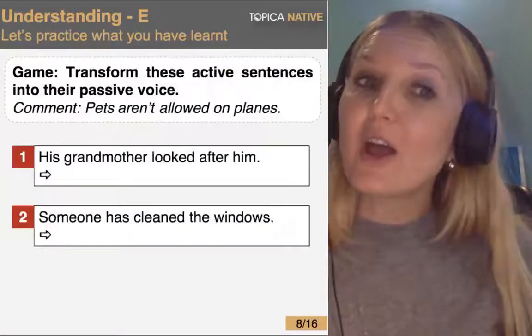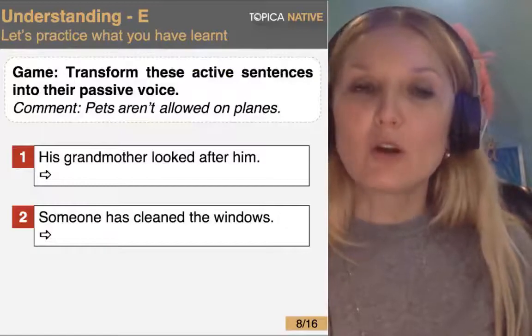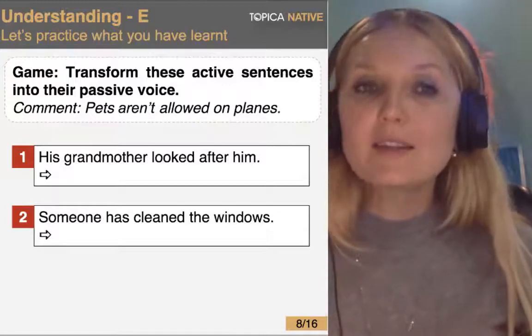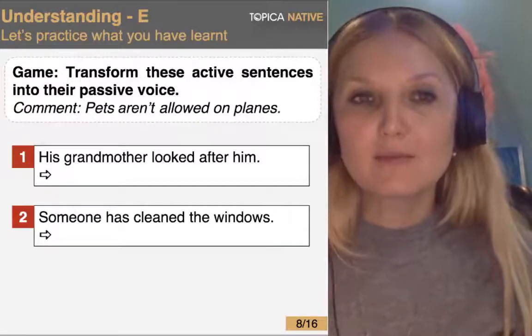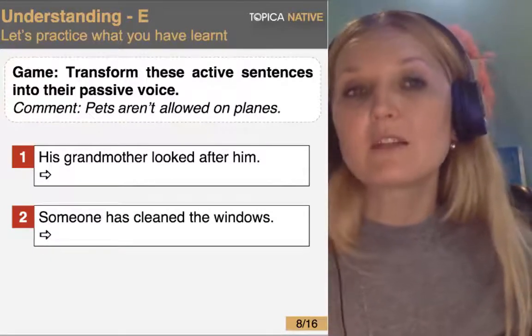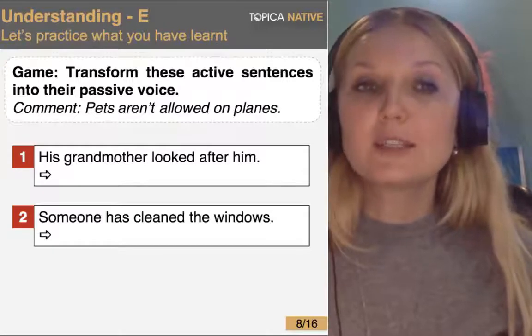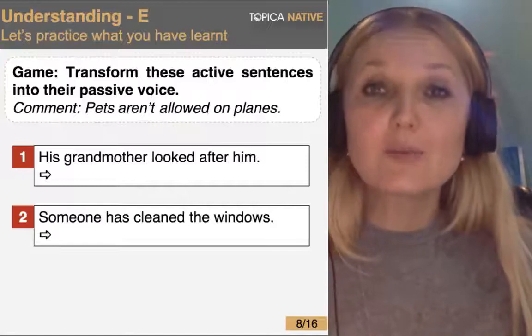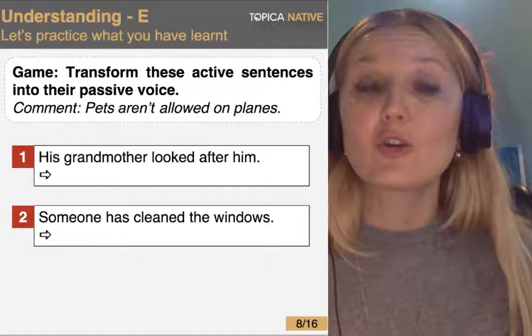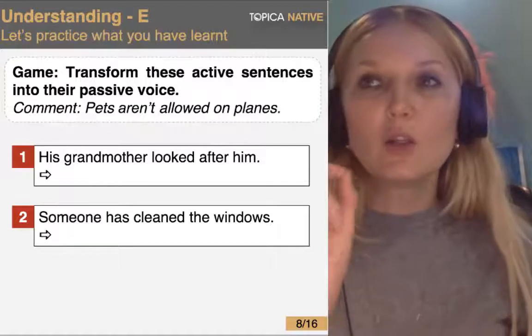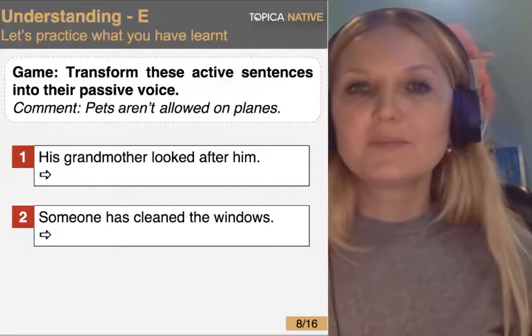Let's move on and let's practice. Now please transform these active sentences into their passive voice. So, pets aren't allowed on planes, right? For example, the airlines don't allow pets on planes, and here we transformed it into passive voice. Pets aren't allowed on planes. There are two sentences. Please convert them. Number 1, his grandmother looked after him. Number 2, someone has cleaned the windows. Look at the time.